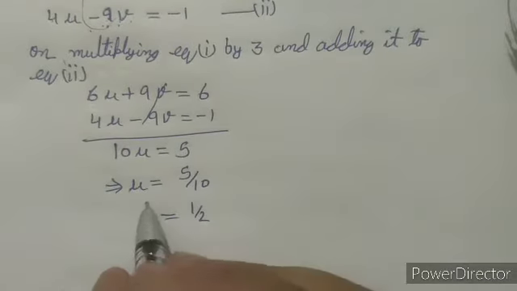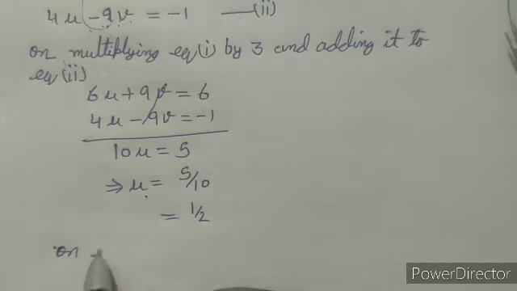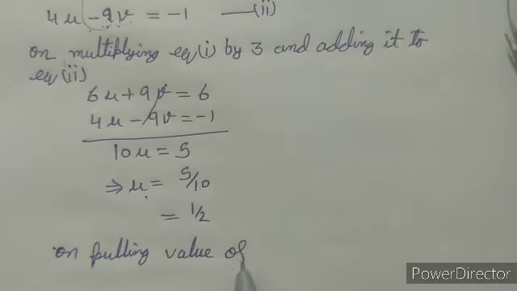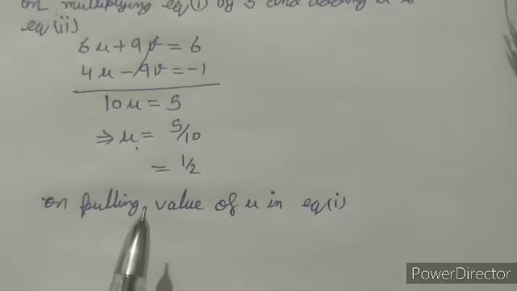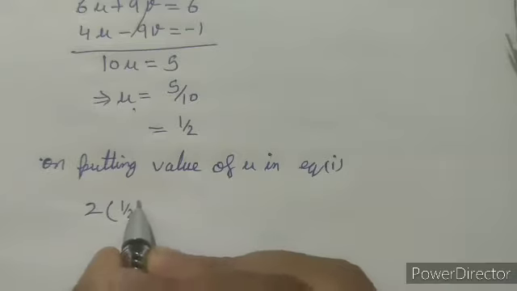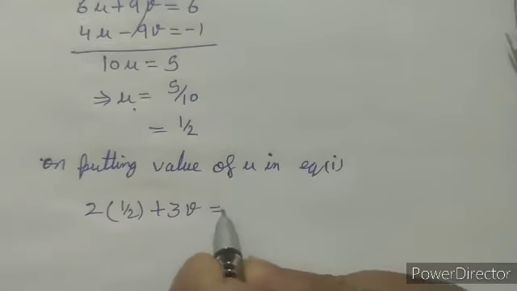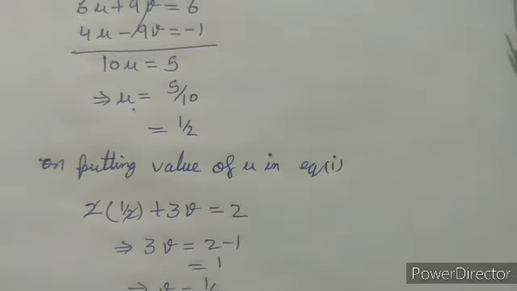Now we can put the value of u in any of the above equations to get the value of v. So on putting the value of u in equation first, which was 2u plus 3v equal to 2, that will be 2 into 1 by 2 plus 3v equal to 2. So 2 will cancel out, and this will give us 3v equal to 1, or we can say v equal to 1 by 3.